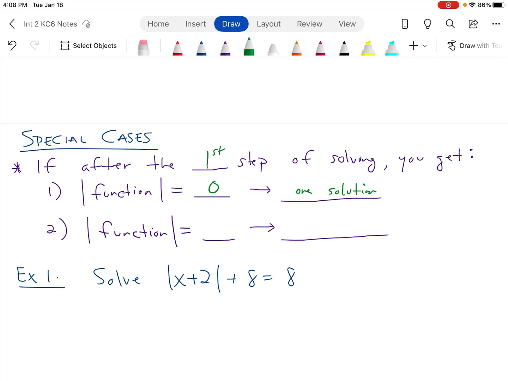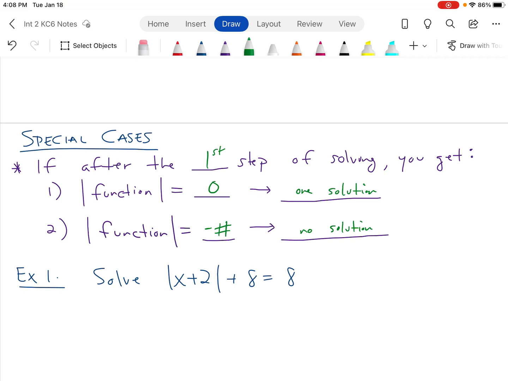And the other possibility is if it's equal to a negative number. So if you have the absolute value of a function and it's equal to a negative number, then there is no solution. Now why does that happen? Remember I told you that if you have the absolute value of something, it's always going to equal a positive number. Now it can equal 0, that's fine, but it cannot equal a negative number, because absolute value is always talking about the distance from 0, and that will never be negative, right?